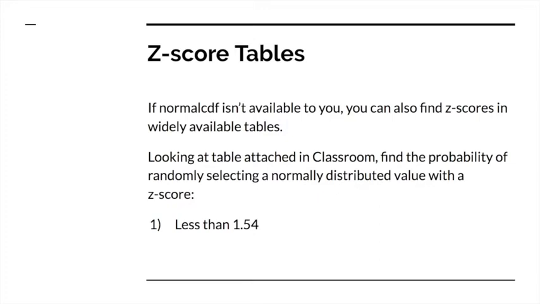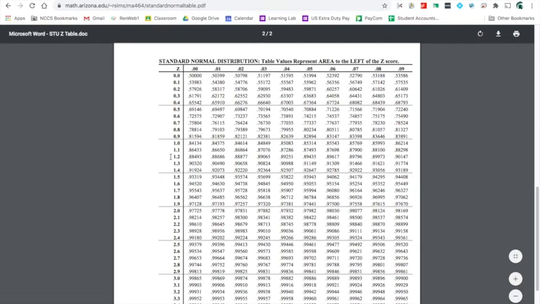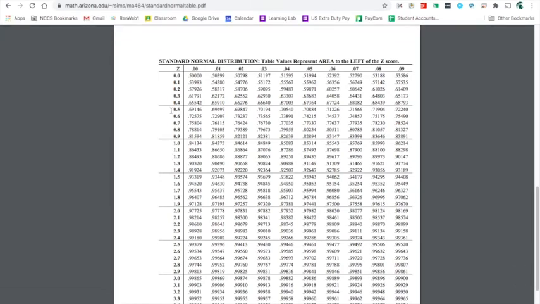So let's switch over to that table. Okay, so here on the second page we have positive z-scores in this first column, and I want to go down to the row for 1.5. Alright, remember we're trying to find the probability of selecting something less than 1.54.